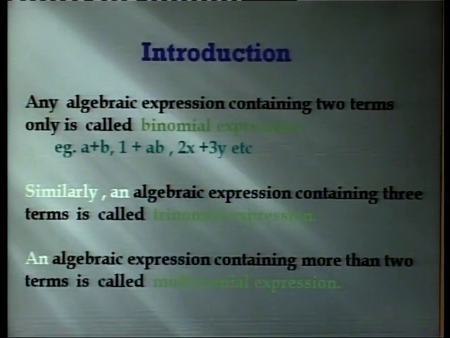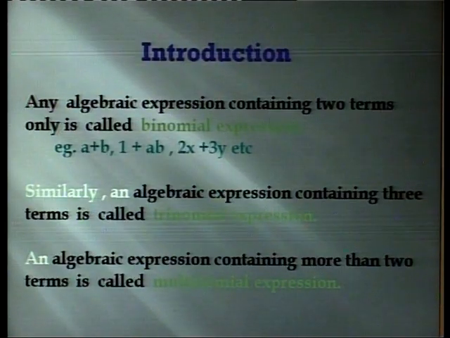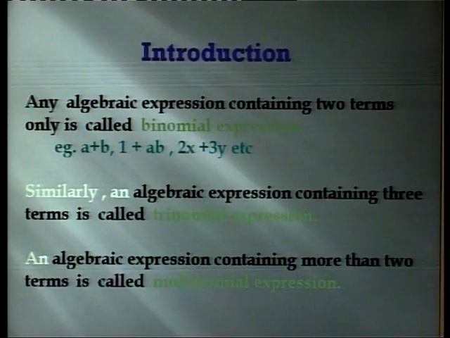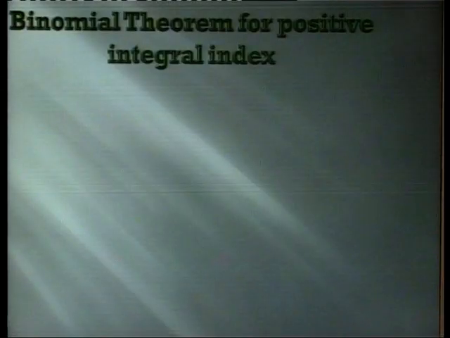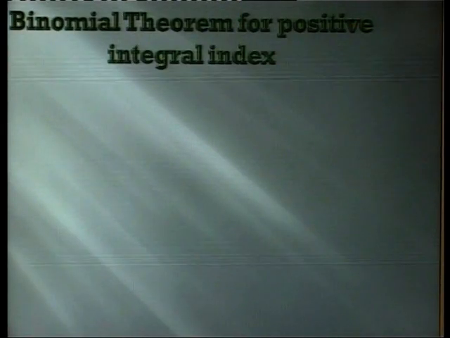These are just simple definitions and remarks: you take an expression which contains just two terms, that is known as a binomial. For example, a plus b, 1 plus ab, 2x plus 3y, and so on. Similarly, an algebraic expression containing three terms is called a trinomial, and so on. For arbitrary terms, an expression having more than 3 or 4 terms is in general known as a polynomial.